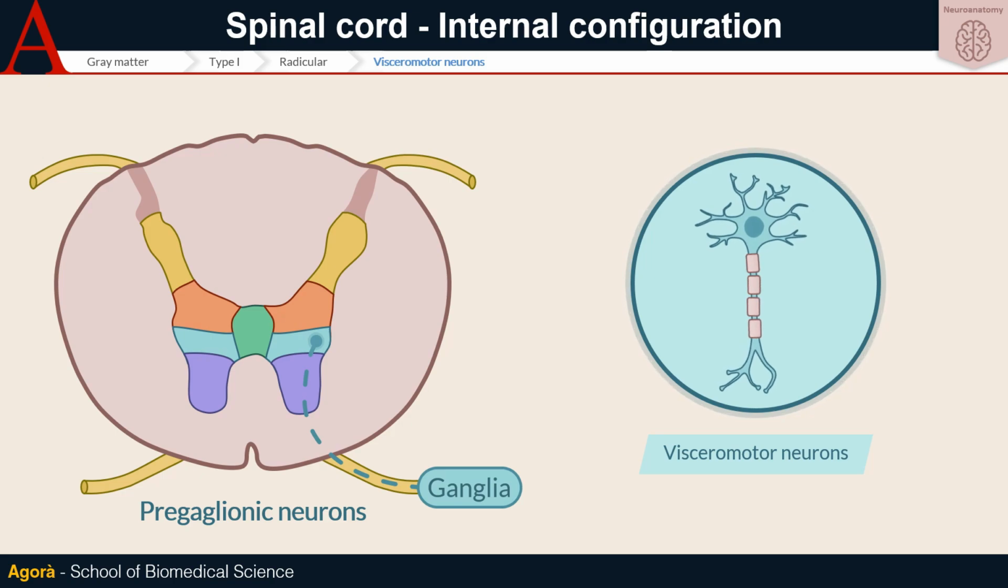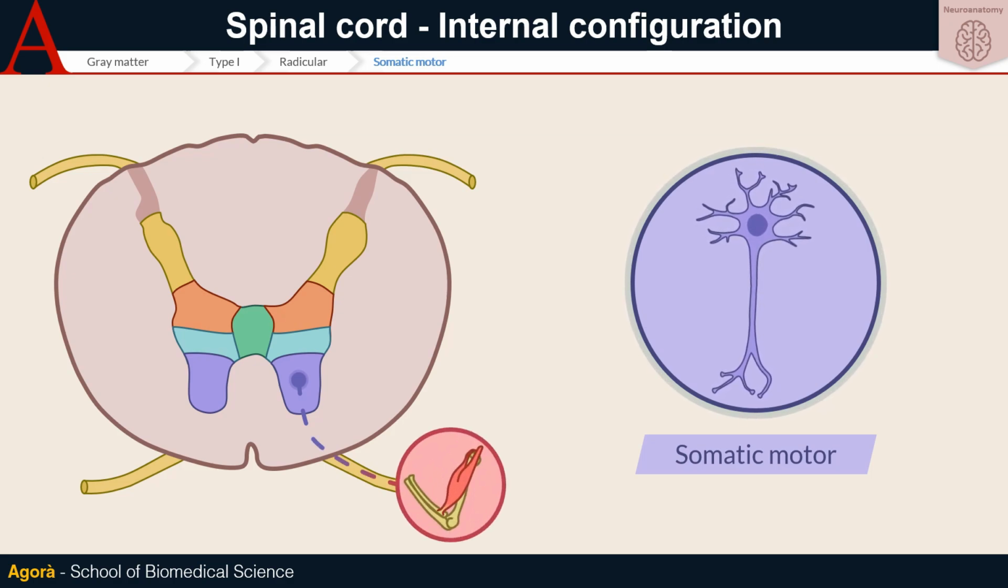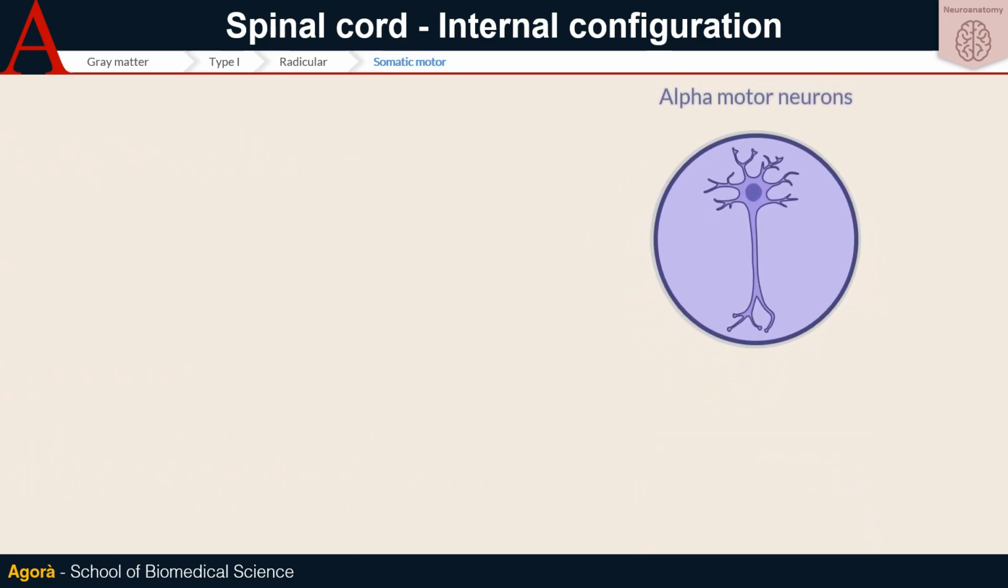These neurons receive stimuli from visceral sensory neurons and process a response, forming both direct and indirect reflex arcs. Somatic motor neurons are instead located in the anterior horn of the grey matter, and their axons terminate on striated muscles. We know two types of them.